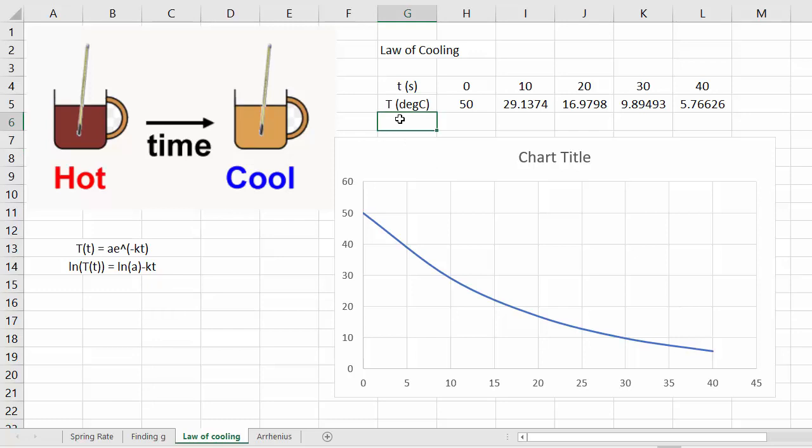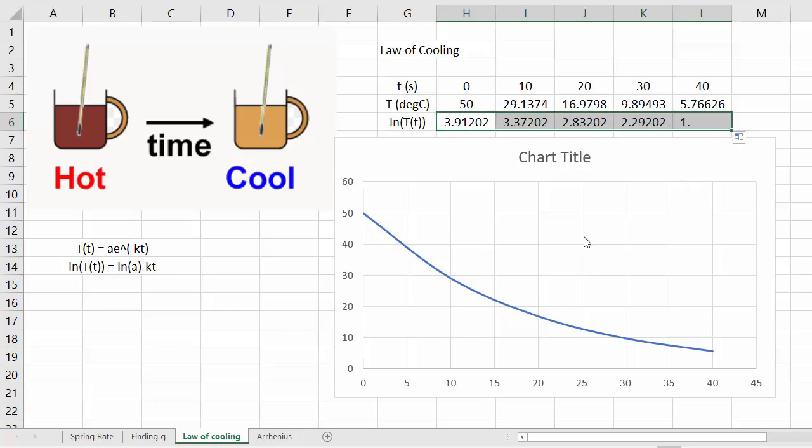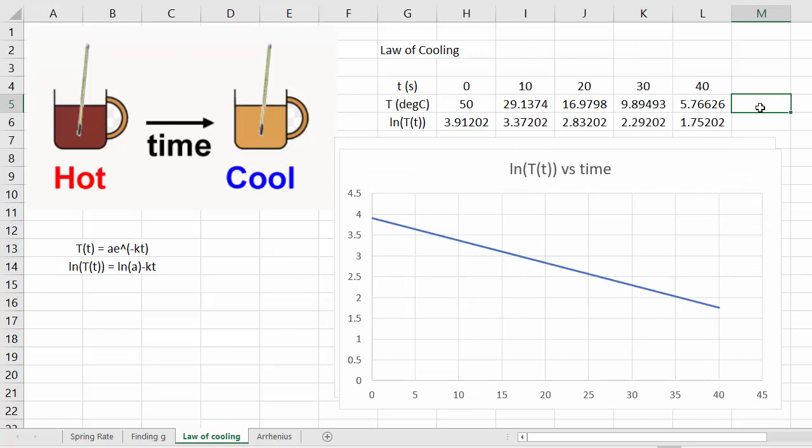So we're going to have that is equal to the log of that cell, and then we'll copy those. So now we want another graph of time versus log of temperature. So we have a linear relationship between log of temperature and time.